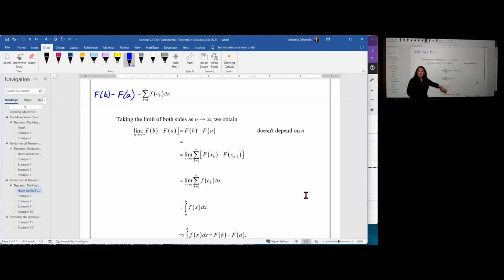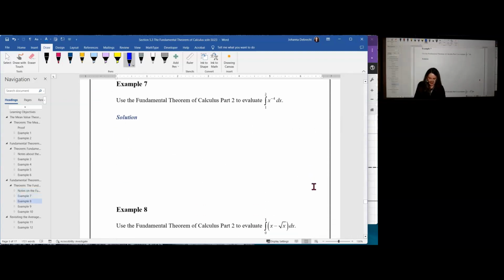C sub k is a point in the kth subinterval. By the definition of the definite integral, this is the integral from a to b of f of x dx. This is what we were trying to prove, that the definite integral is the difference in the antiderivative function evaluated at the endpoints of the interval.